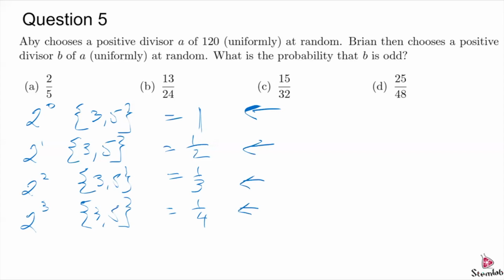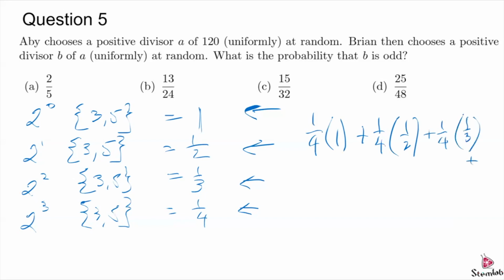Well, it turns out each of them has 1/4 probability. So there's 1/4 probability of landing in the case where we have 2 to the 0, so that's 1/4 times 1, plus 1/4 times 1/2 for the cases where Abby chooses something in the form 2 to the 1 times some combination of 3s and 5s. And then the next one is 1/4 times 1/3, plus the last one, which is 1/4 times 1/4.